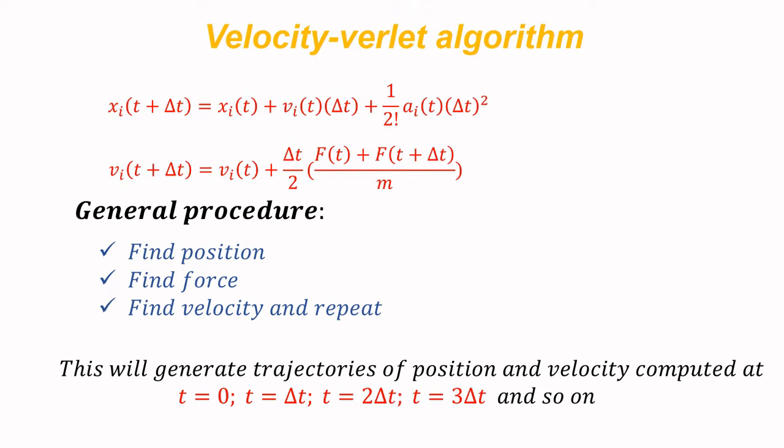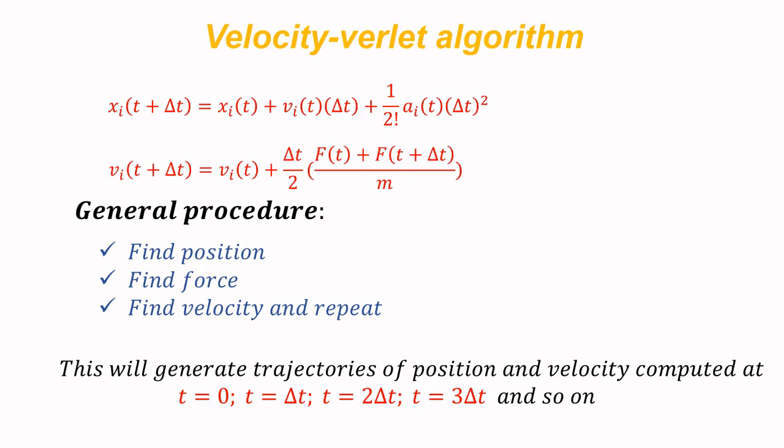Now I will discuss how we are going to use this equation to actually calculate the position and velocity of the particles in the system. The general procedure that I am going to discuss here is, first, we will use the first equation. If we have the initial position and initial velocity of the particles in the system, I can update the position of the particle at time t plus delta t by using this equation.